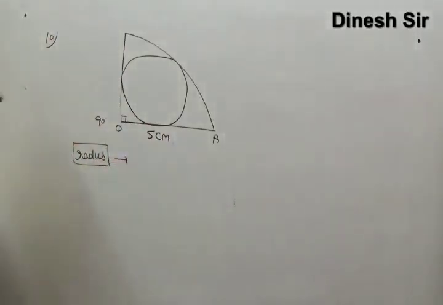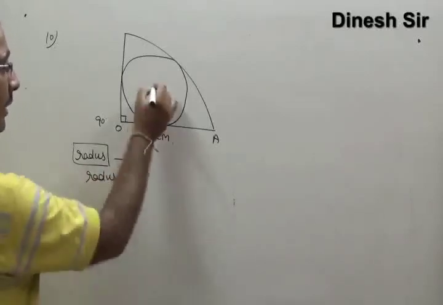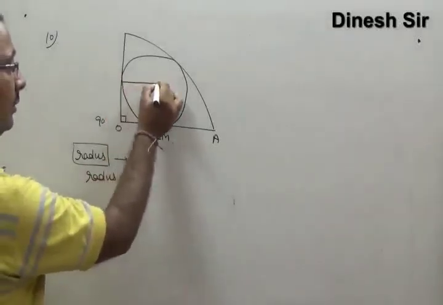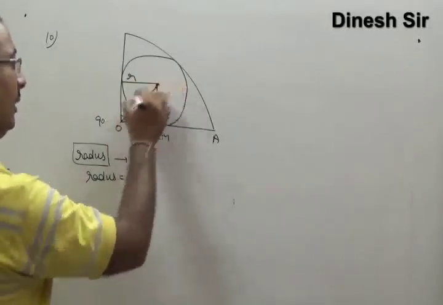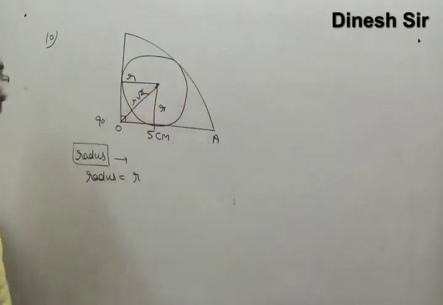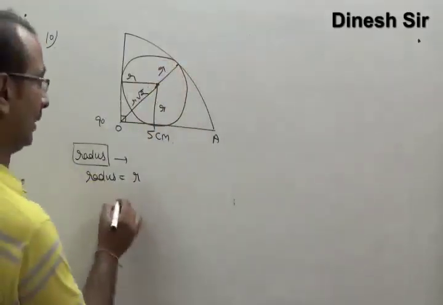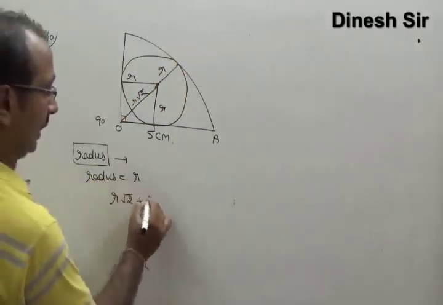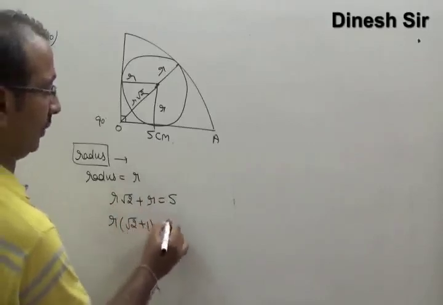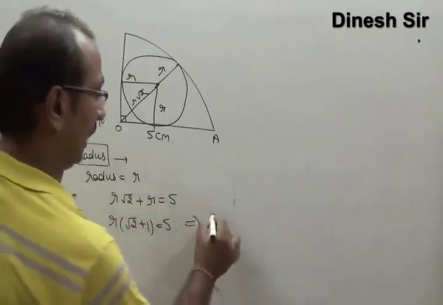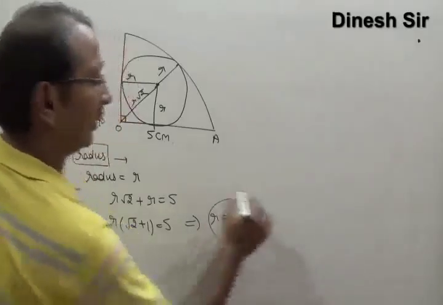Now in order to answer the question, let us assume that the radius of the inner circle is equal to R. So I will take this to be center, join it and join this. So this is R, this is R, so we may say this is said to be R root 2 by applying Pythagoras, and this is said to be R, and the complete length is said to be 5. So we may say that R root 2 plus R equal to 5, R is taken as common, so you may take it as R into root 2 plus 1 equal to 5, or finally we can say R equals 5 upon root 2 plus 1, that is the radius of the circle.